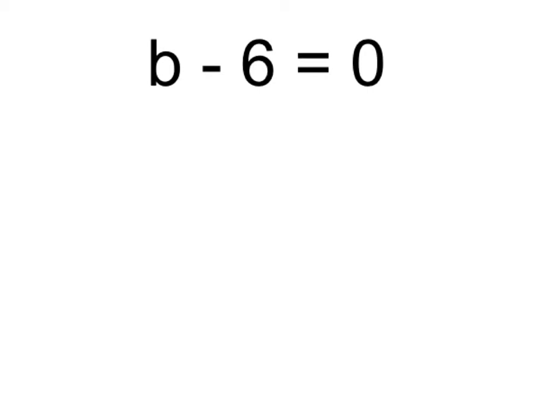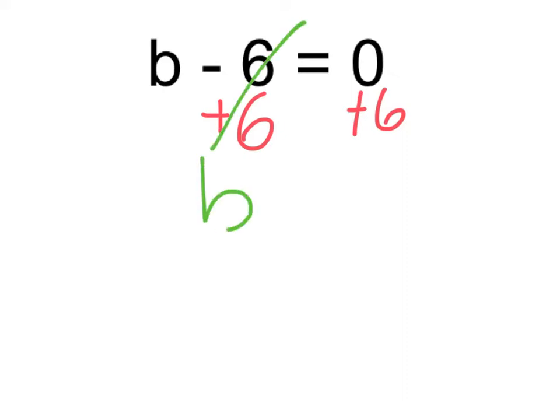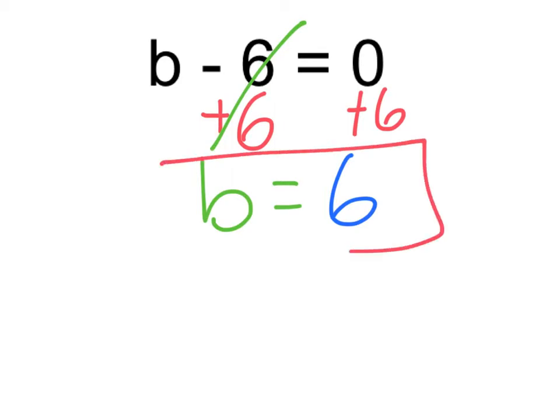b minus 6 equals 0. We know that we need to get the b by itself, and to do that we're going to be adding, because adding is the opposite of subtracting, and we're going to be adding 6 to one side and then also the other. When we do that, this cancels out, and all we're left with is b. And so we need to figure out what b is equal to. 0 plus 6, of course, is 6. That's our answer. That's the solution.